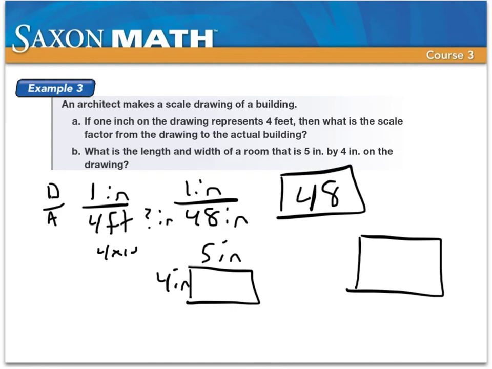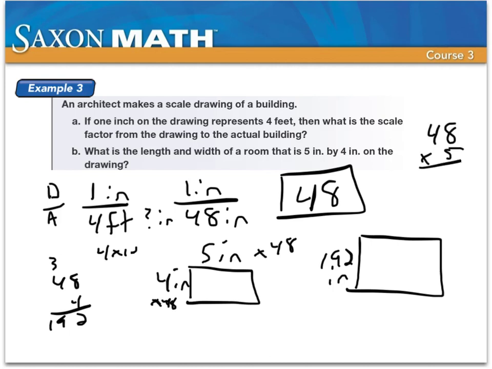Well, I know that I'm going to have to take 5 inches times 48, and I'm going to have to take 4 times 48. Well, 4 times 8 is 32. Carry the 3. 4 times 4 is 16. That's 192 inches. And then 5 times 8, I'll do that up here, is 40. Carry the 4. That's 240 inches.